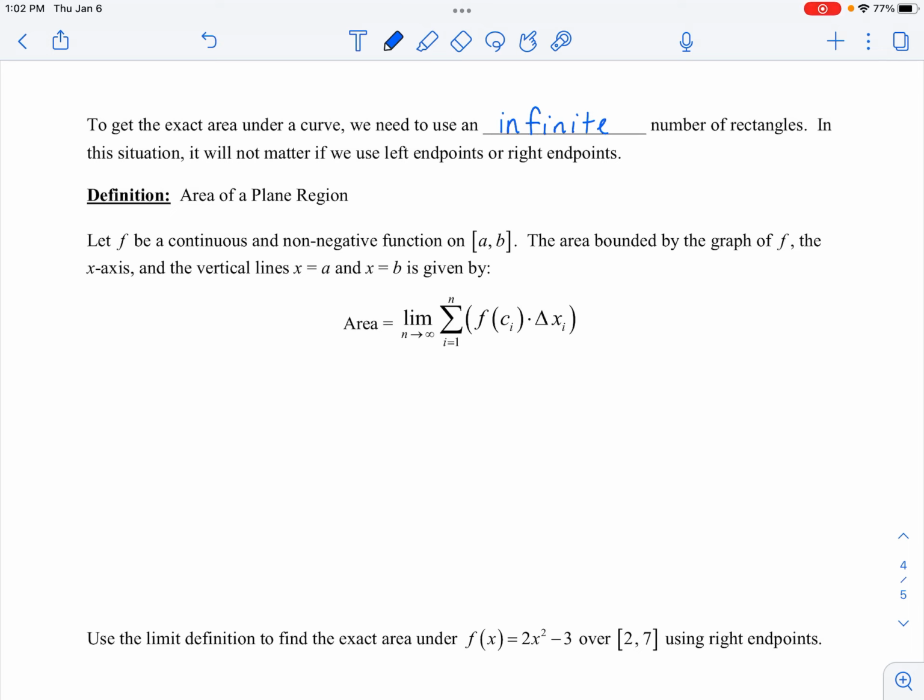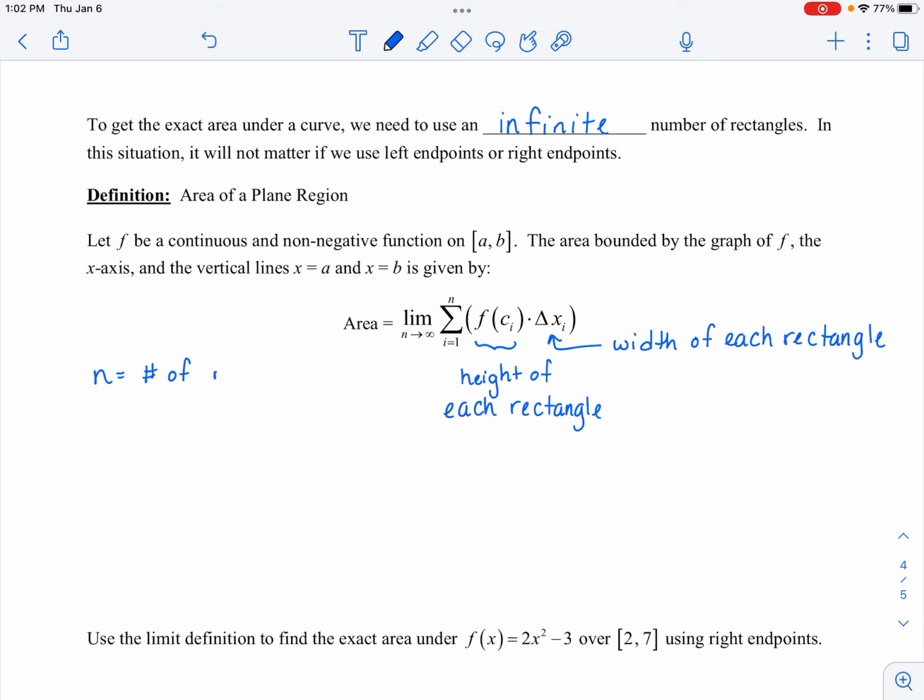So area is equal to the limit as n approaches infinity of the summation of, this is the height of each rectangle, and this delta x sub i is the width of each rectangle, and n is the number of rectangles, which will be approaching infinity.